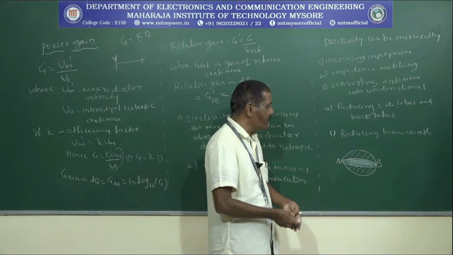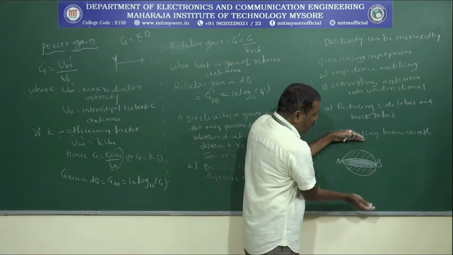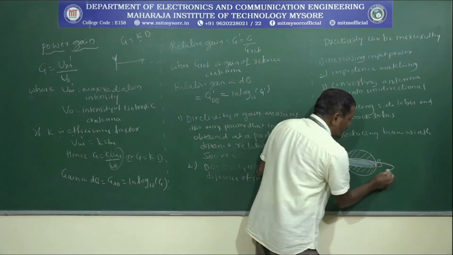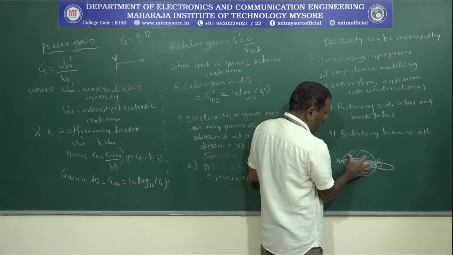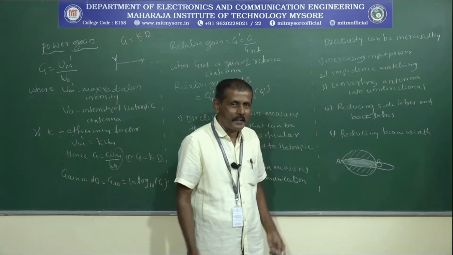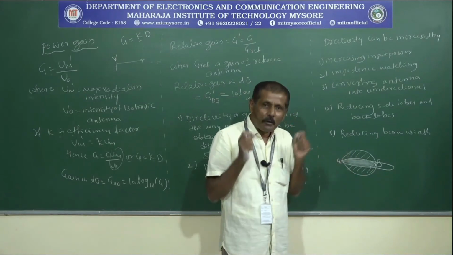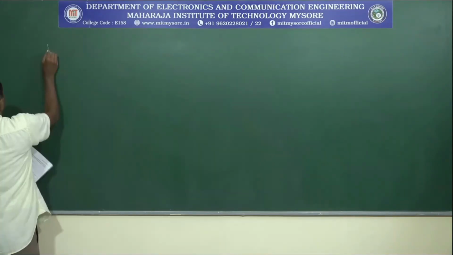So what we do is reduce this beam width. When you reduce the beam width, it increases the distance. Totally, whatever power is here and there is concentrated in this particular beam only. That is, by having a narrow beam width, you can increase the directivity.